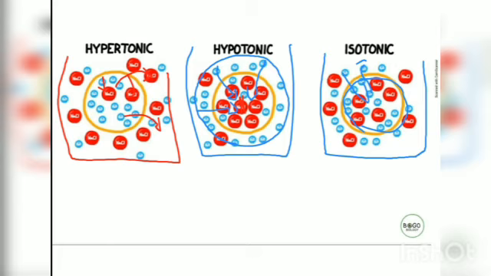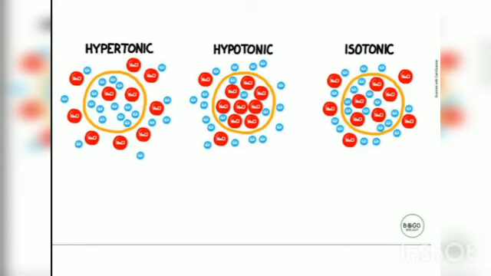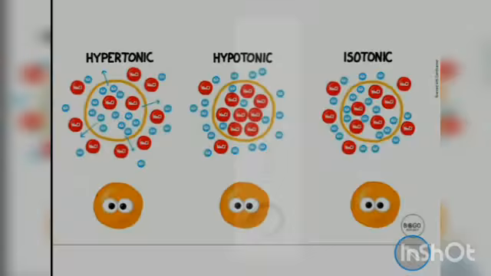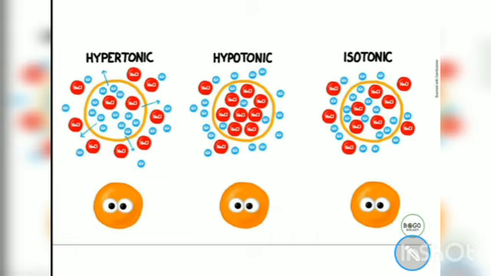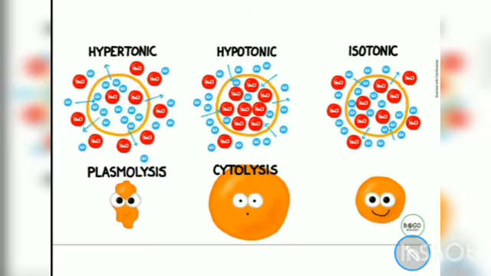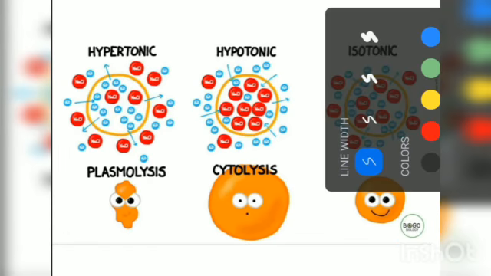Look at here, so this is the condition of what will happen if we place a cell inside the hypertonic solution, and in case of the isotonic solution. The cell generally shrinks in size when it remains inside the hypertonic solution.